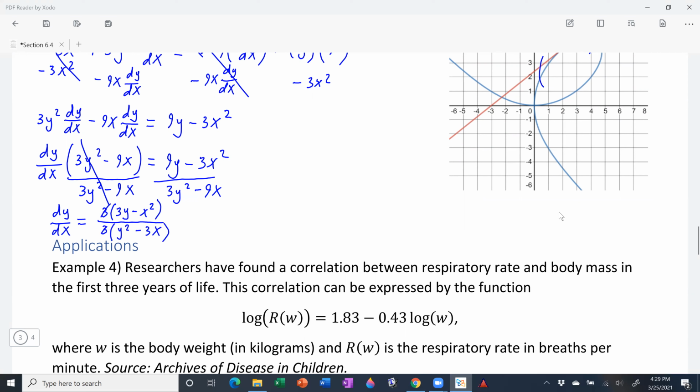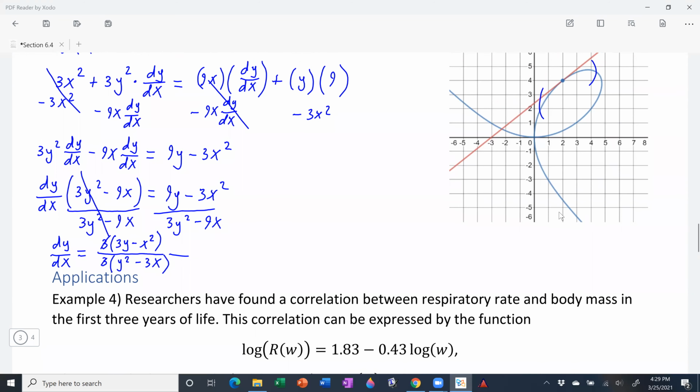Okay, and then I can cancel both of those, and I'm going to need to have some space here because we still need to find that tangent line. There we go. Okay, so we have dy/dx equals (3y minus x squared) over (y squared minus 3x). So we've got dy/dx.